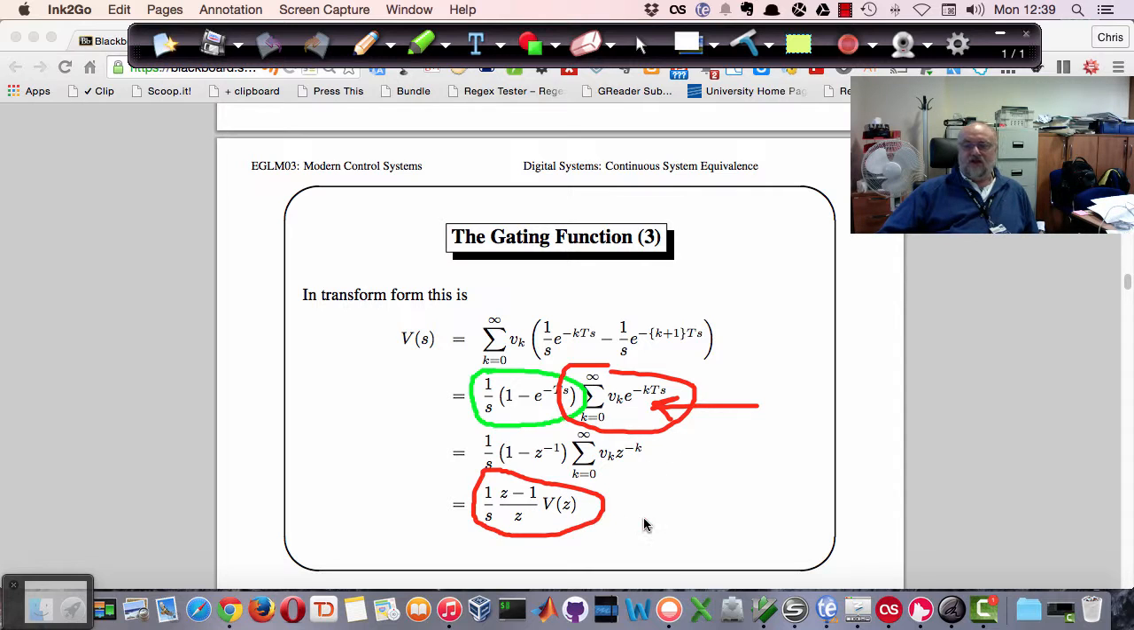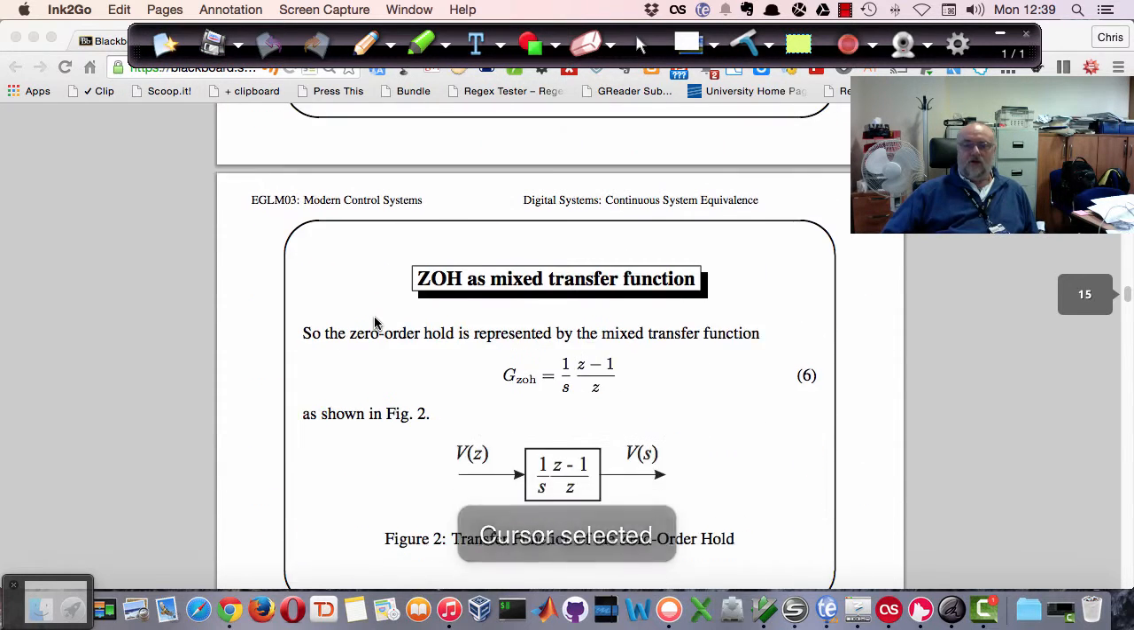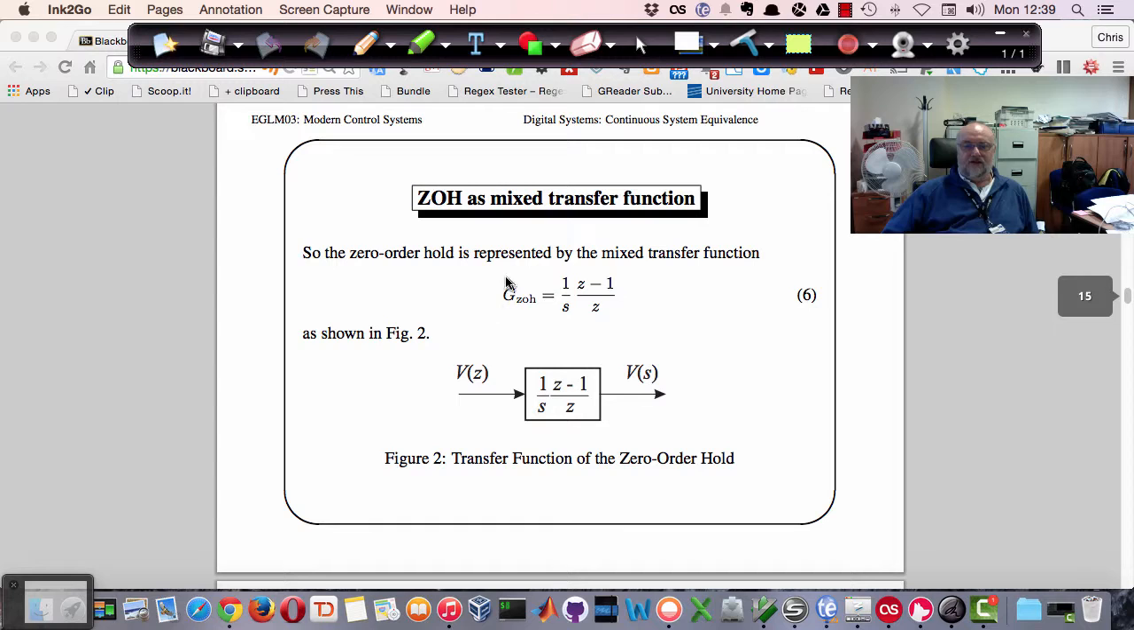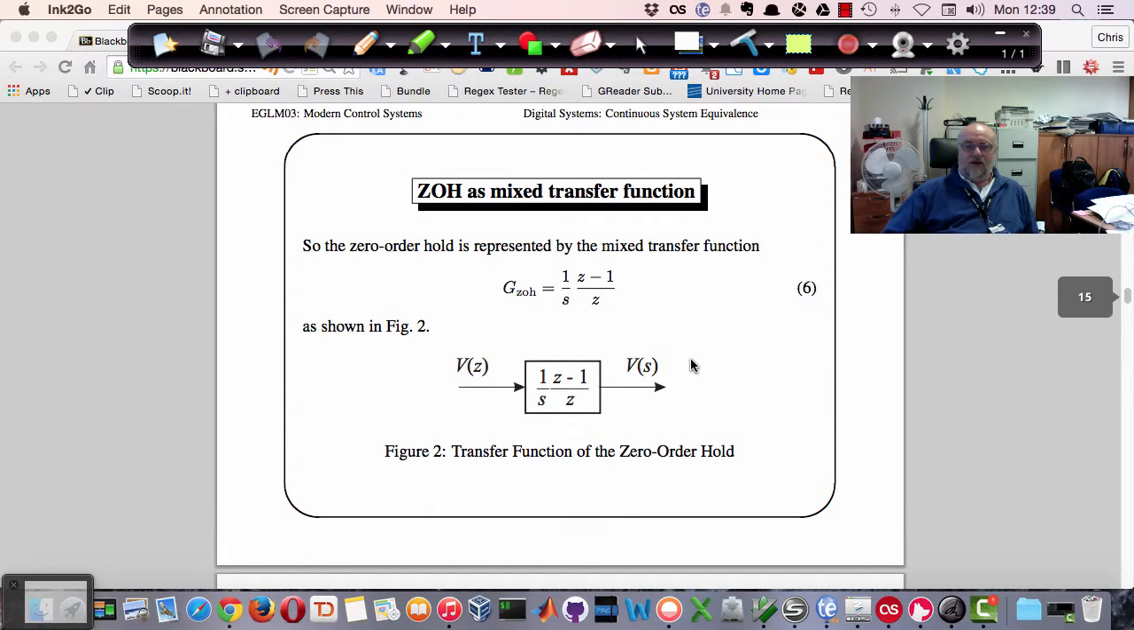And this gives us a transfer function that represents the zero-order hold. So we can basically say the transfer function of the zero-order hold is a mixed transform, 1 over s times (z minus 1) over z, and we feed v of z into it and we get v of s out of it. So that's the way this thing works.